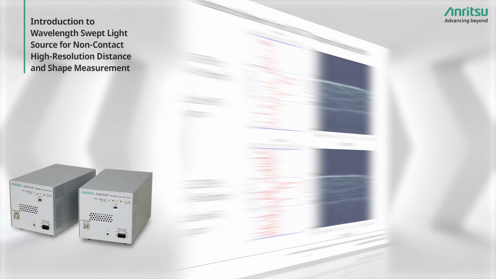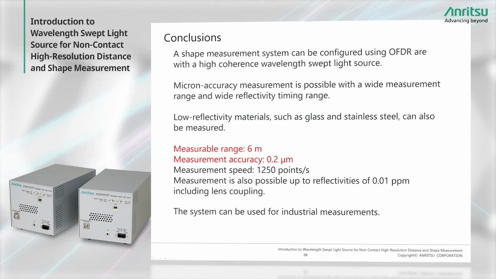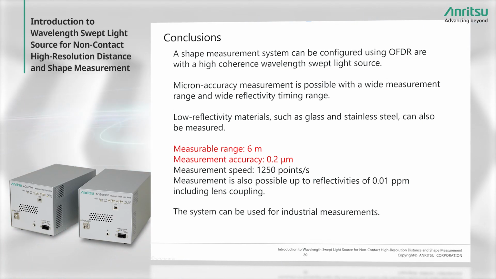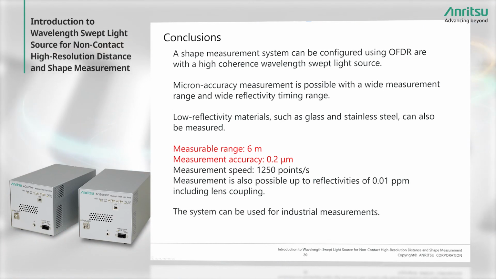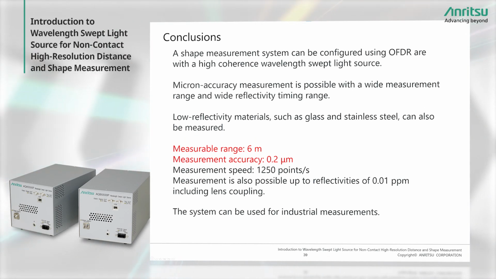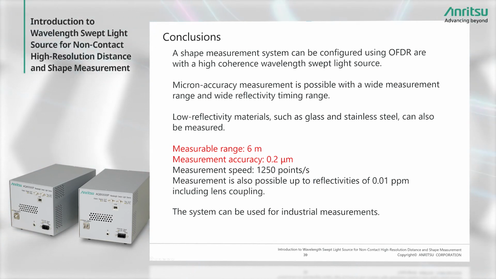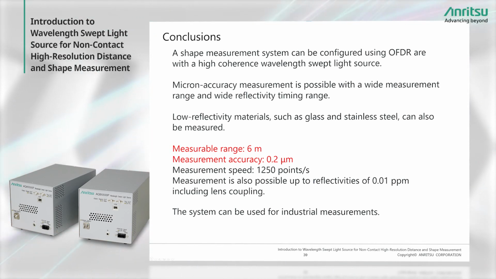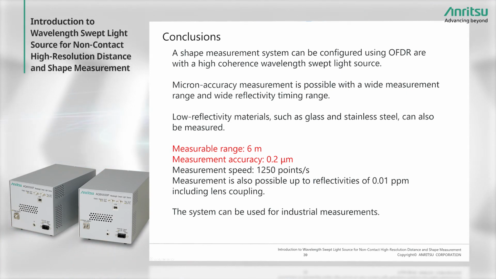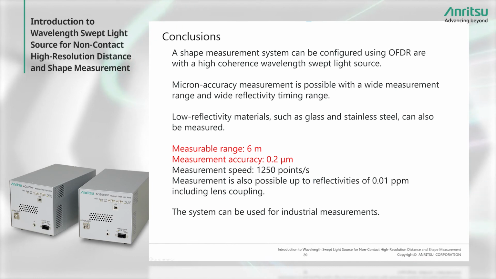So, to summarize the above, we have configured a shape measurement system using OFDR with a high coherence wavelength swept light source. As well as having a wide measurement range and wide reflectivity dynamic range, it also supports high accuracy micrometer order measurement. Even difficult to measure, low reflectance materials, such as glass and stainless steel, can be measured.